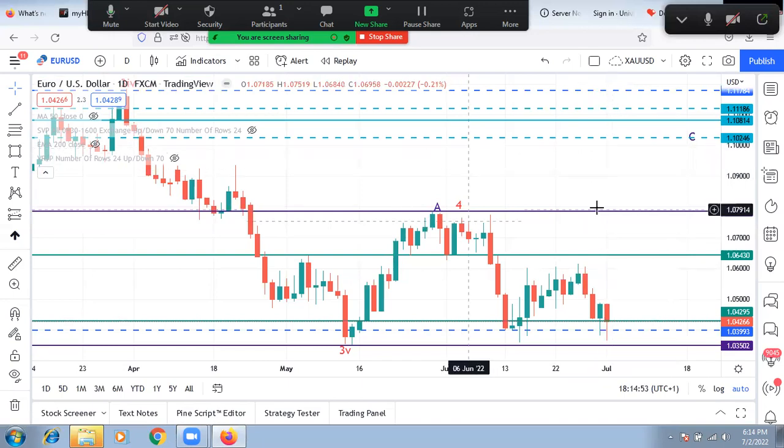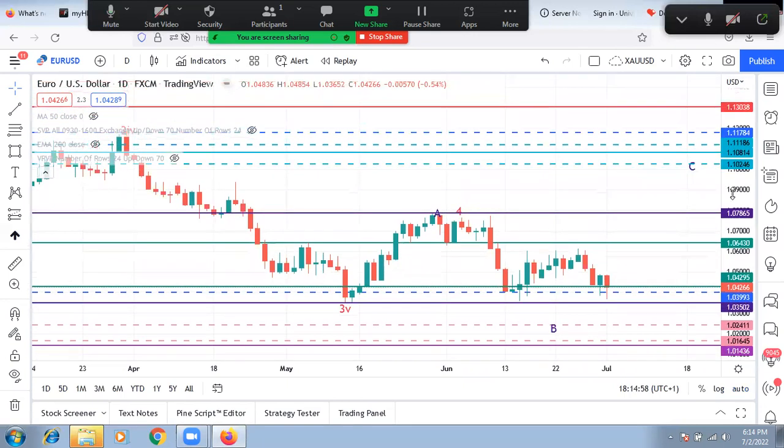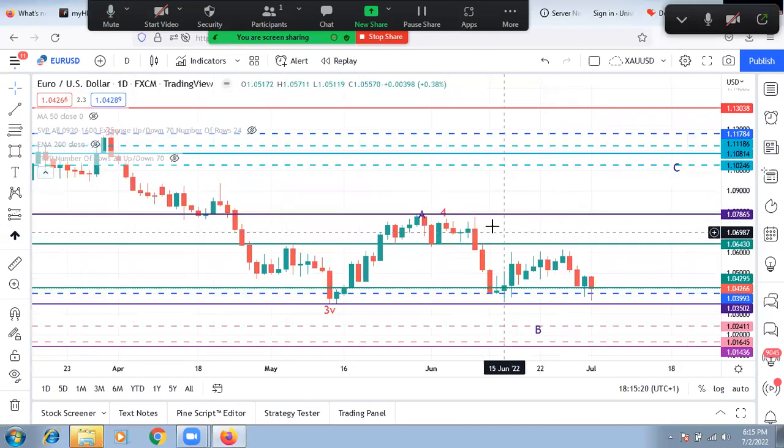Now, it cannot be a zigzag, like I said. It cannot be a regular flat. The only thing it can be now is an extended flat or a running flat. So if that is going to happen, the B wave can either be a 123 or 140 or 141. Yes, it can be a 123 or 141.